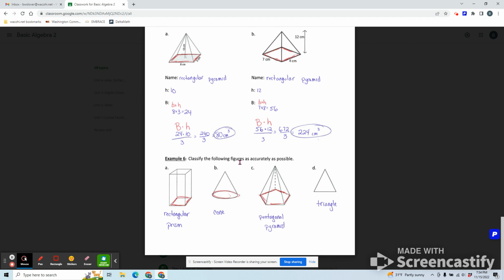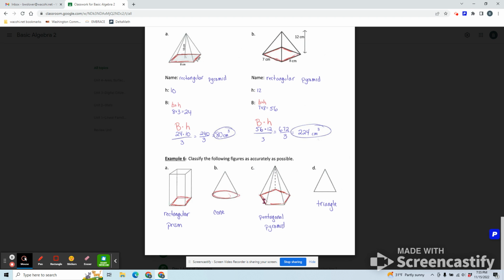And then number 6 is asking you to classify your figures. Remember, you're classifying by the base. So here's my base. It looks like a rectangle, so it's a rectangular prism. I haven't got to cone yet, but I thought maybe you have seen a cone before, so I put it in there.